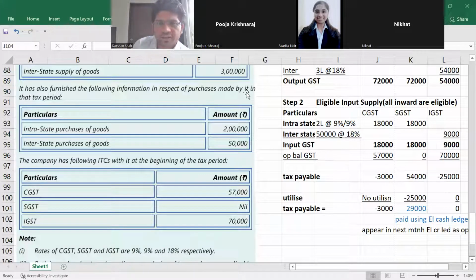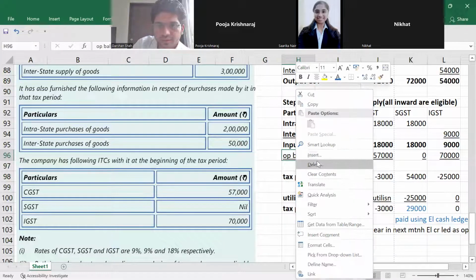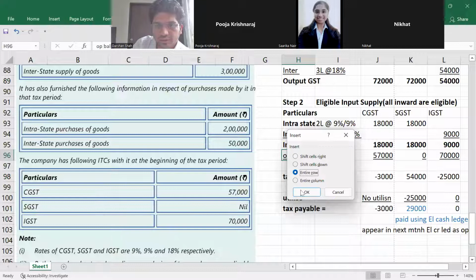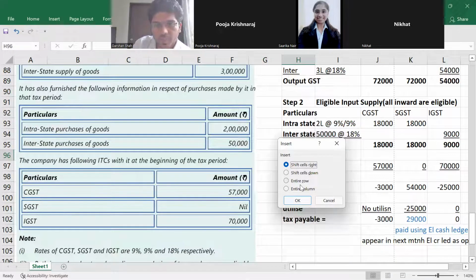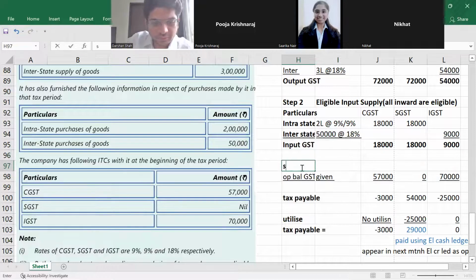Can you explain utilization again? So see, what we have to do is output GST minus input GST minus opening balance of GST. Correct? Opening balance of GST was given. I'll just insert one line. So step 3, this is step 3. Step 3 was to write down the given opening balance.